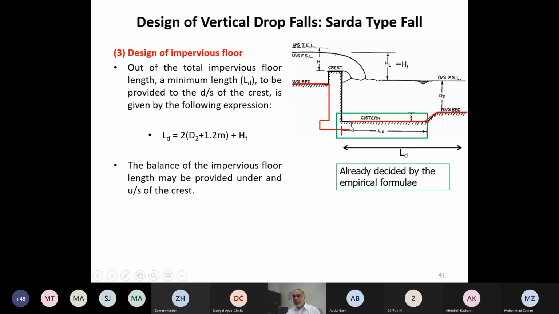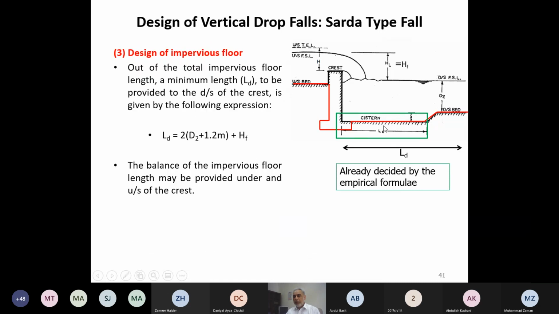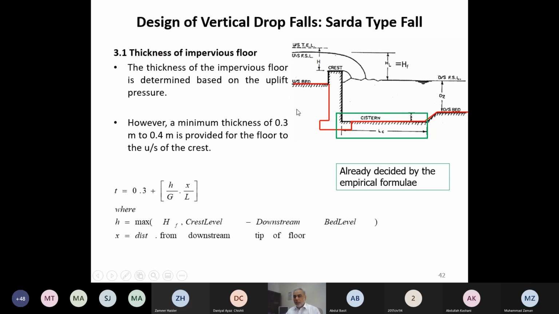This much length should be provided from the crest on the downstream side, this length of the downstream floor. It has nothing to do with LC. Usually LC will be smaller, this will be larger. So out of the total length which we have calculated from the Bligh's theory, this LD should be provided on the downstream side, remaining should be provided on the upstream side. So that is the balance flow length should be provided on the upstream side. So that is easy.